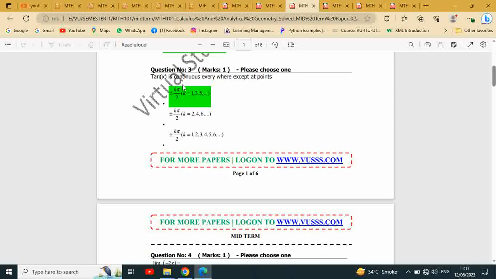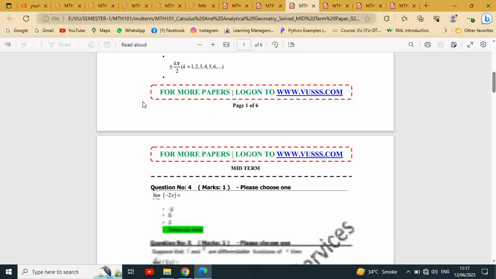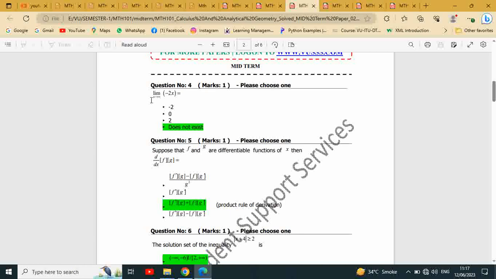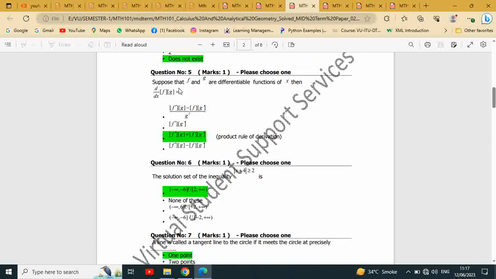Tangent x is continuous everywhere except at the points plus or minus k pi over 2, where the value of k is 1, 3, 5. Next question: limit as x tends to infinity of -2x is equal to, does not exist. Suppose that f and g are differentiable functions of x, then d over dx of f times g is equal to f' g plus f g'. This is the product rule of differentiation.